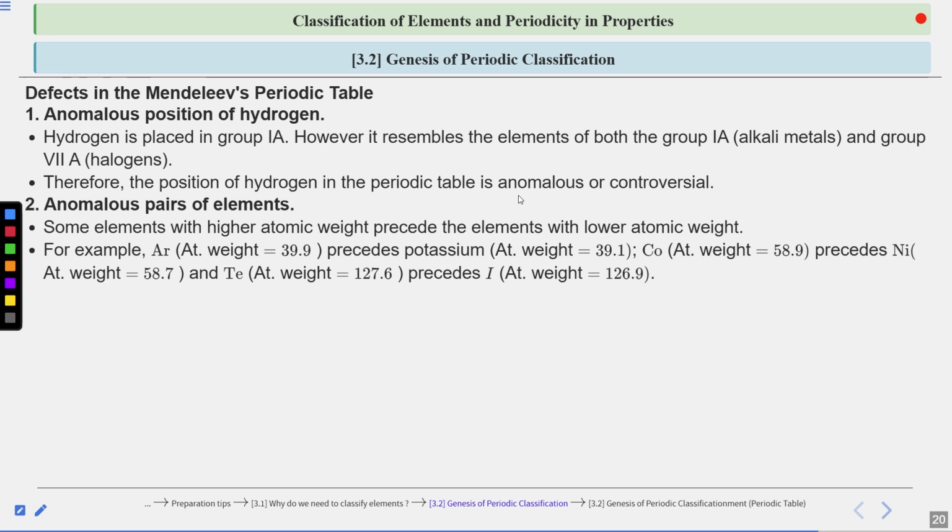Similarly, you can take the example of cobalt. Cobalt has an atomic weight of 58.9, whereas nickel has an atomic weight of 58.7. But still, cobalt is placed first and then nickel is placed. So it is not in the true order of atomic weight. And lastly, tellurium comes before iodine. Mendeleev did not give any justification for this ambiguity. So this is the second defect.